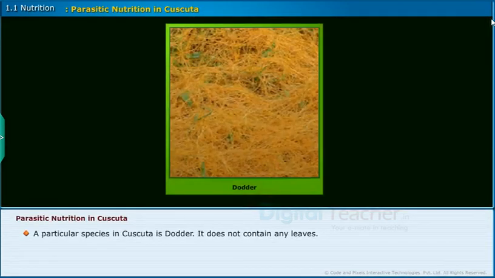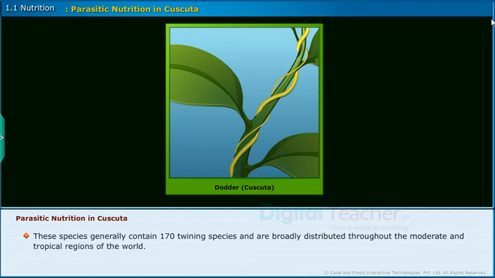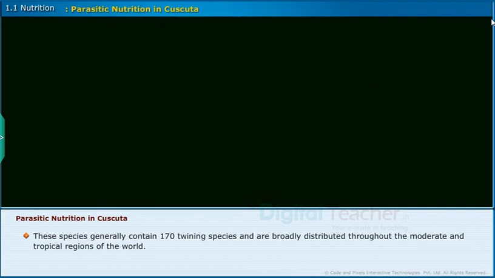A particular species in Cuscuta is dodder. It does not contain any leaves. It is a twining, parasitic plant that belongs to the morning glory family. These species generally contain 170 twining species and are broadly distributed throughout the temperate and tropical regions of the world.